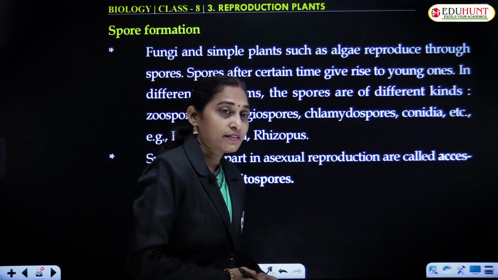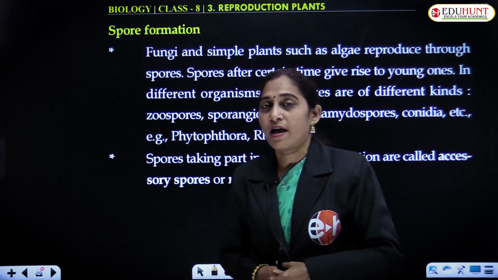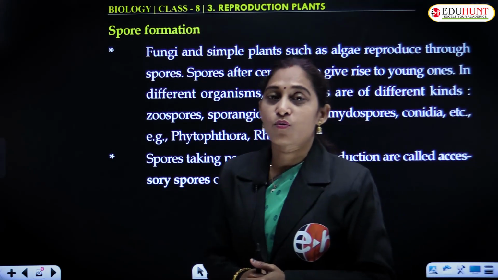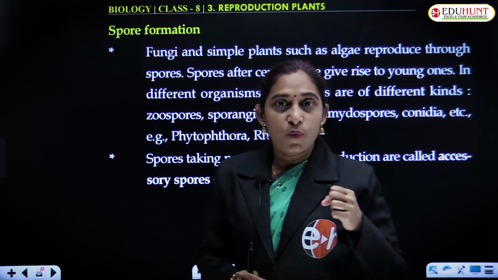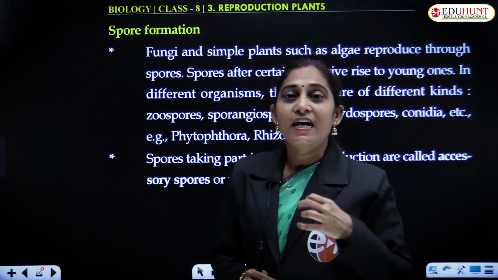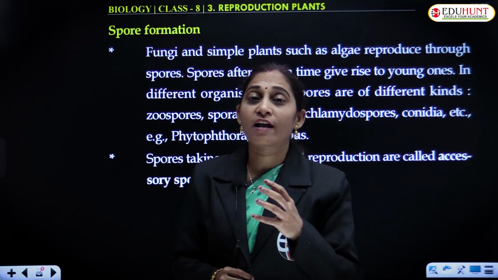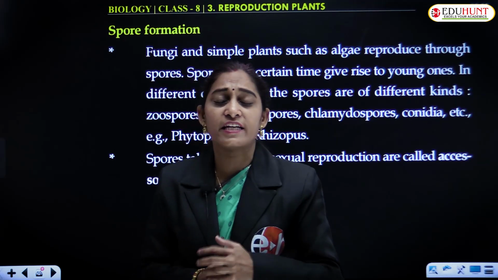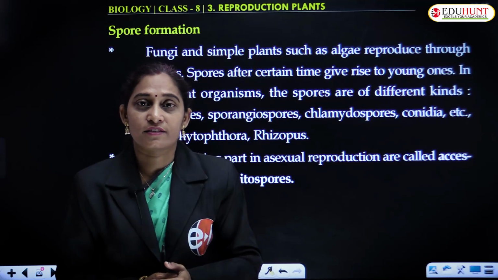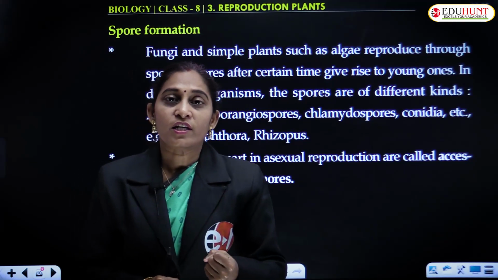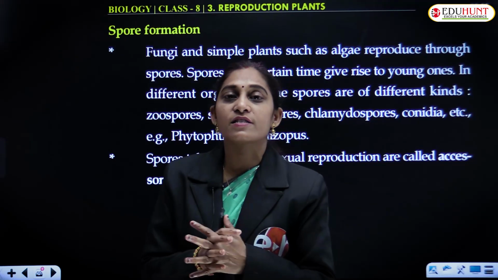And now let us see a second type of asexual reproduction, that is by producing spores. Spores are the structures which perennate and which represent the entire individual, and also they are resistant to the harsh environments. They can tolerate the unfavorable conditions, and they germinate and produce the new individual when the conditions are favorable.